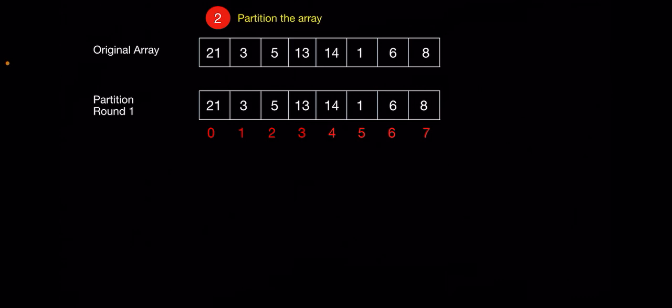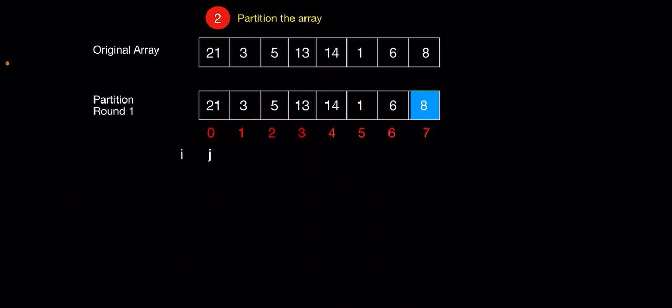Now let's break down an example so you can see quicksort in action. Suppose we have the array 21, 3, 5, 13, 14, 1, 6, 8. We'll pick the last element, 8, as our pivot. To partition the array, we use the partitioning algorithm. Here's how it works. We start with two pointers. Pointer I at -1 to track elements smaller than the pivot, and pointer J starts at the first element and compares each one to the pivot.